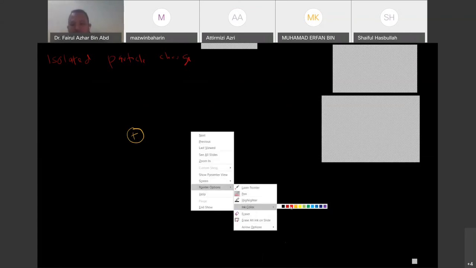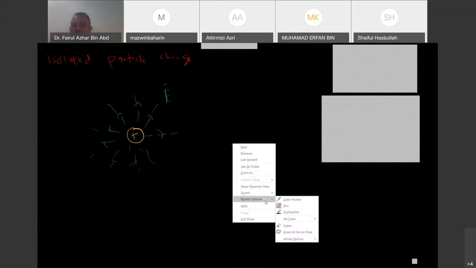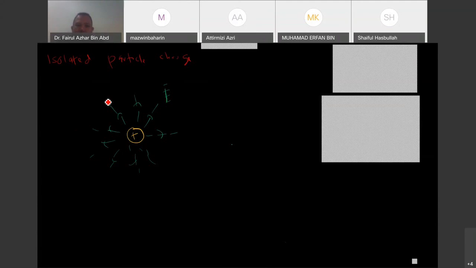If we have a positive charge, basically the positive charge will develop fields around it, in a direction outward from itself. Okay, so this is our electric field. Let's say we want to find the value or the expression that represents our electric field intensity in this case.